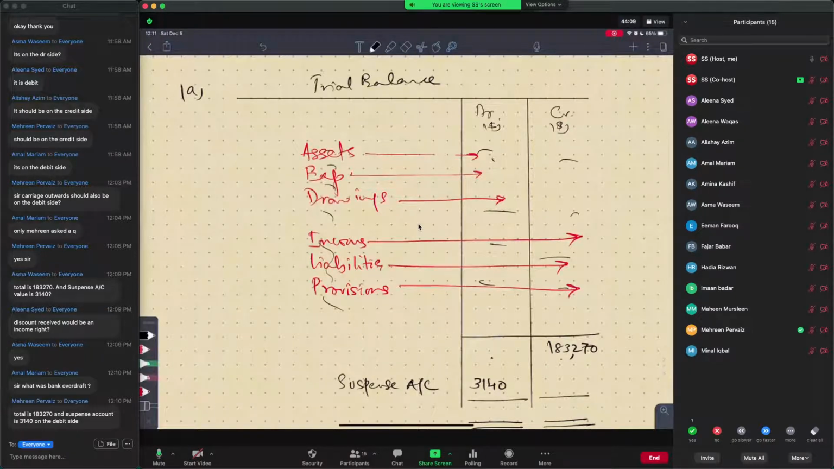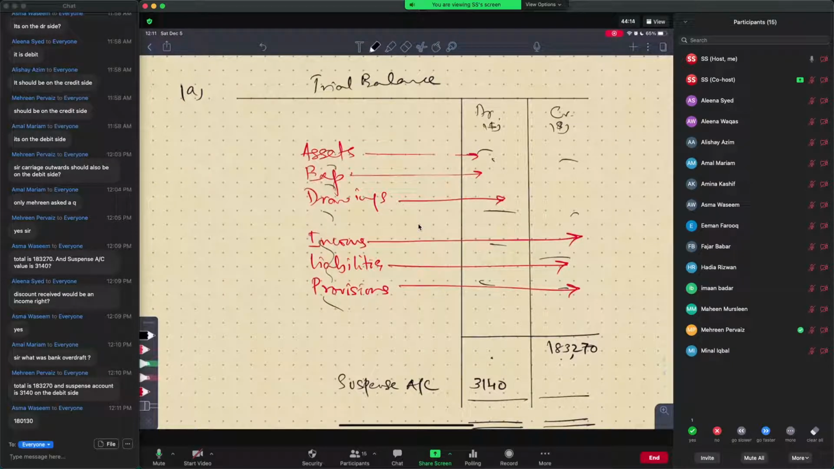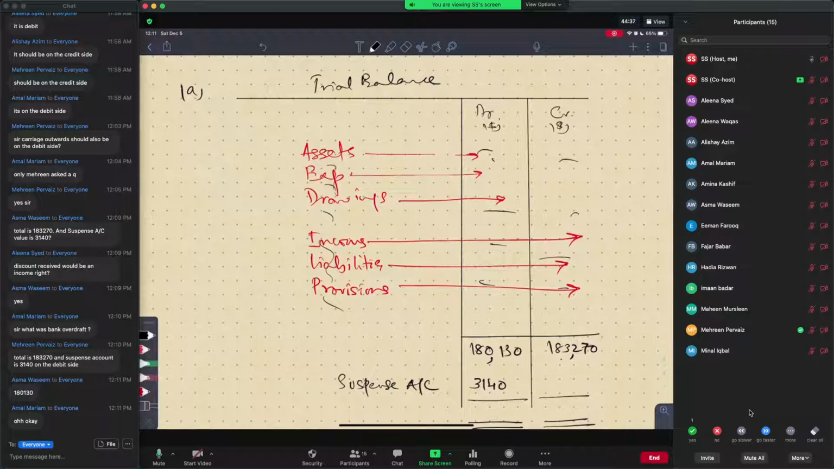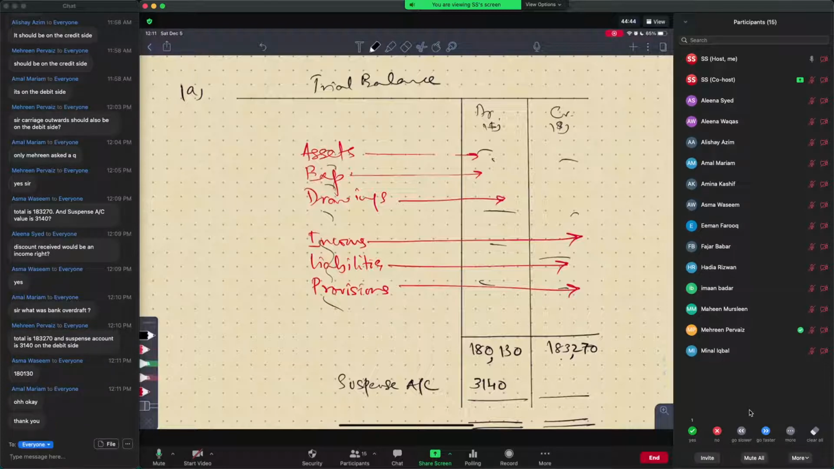Amal, what is bank overdraft? Bank overdraft, Amal, is when the bank account has a negative balance, 180,130. So when you withdraw more than the actual balance of your bank account, that is when you have the bank running in a negative region. That is what we call bank overdraft. And when your account balance goes negative, that means you owe that excess amount back to your bank. And that is why bank overdraft is going to be treated as a liability. In the trial balance, it will show on the credit side.